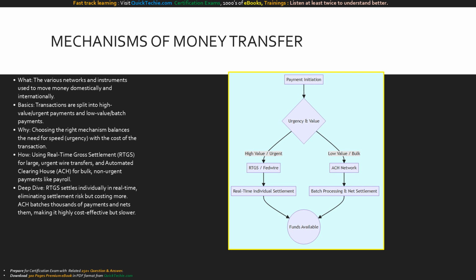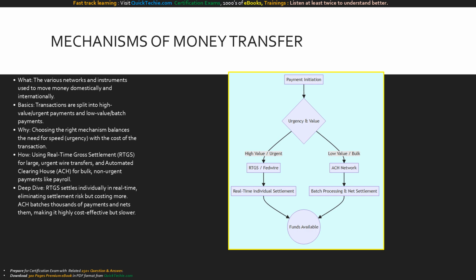If you are purchasing a company or settling a massive FX trade, you use a real-time gross settlement system, or RTGS, like Fedwire. It is instant and irrevocable. However, if you are paying salaries to 10,000 employees, you use the Automated Clearing House, or ACH.